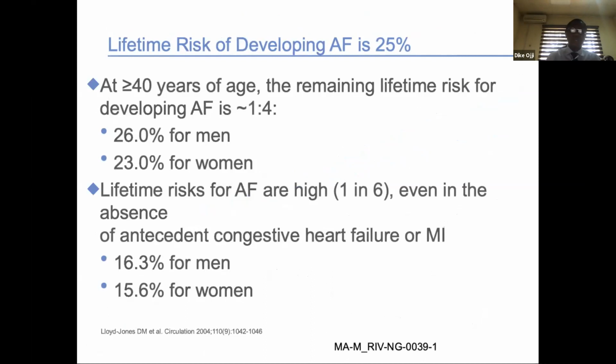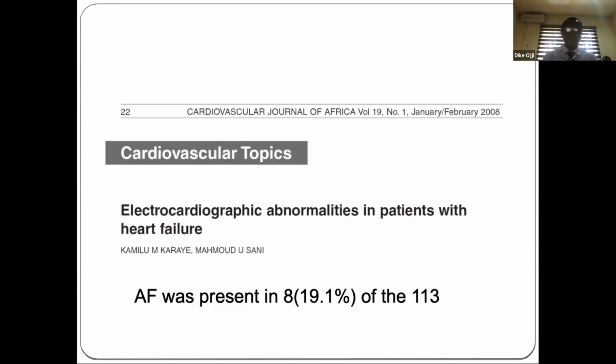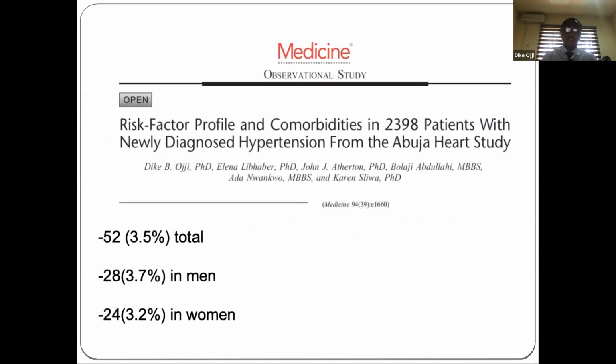And talking about age, he said that when patients are 40 years of age and above, the risk of developing AF, you can see, is about 25%, being higher in men compared to women. And that is even irrespective of whether the patient has congestive heart failure or myocardial infarction. In our environment, Dr. Olalekan referred to this earlier, heart failure fuels atrial fibrillation. You can see this study by Familoni that about 21% of the 82 patients he studied had atrial fibrillation. And this was also by Karaye. You can see about 19.1% of the 113 patients he studied had atrial fibrillation.